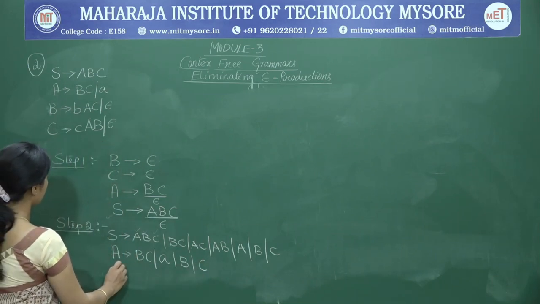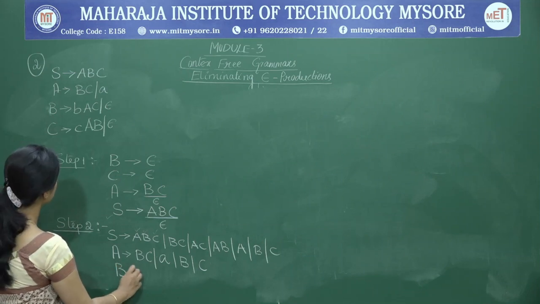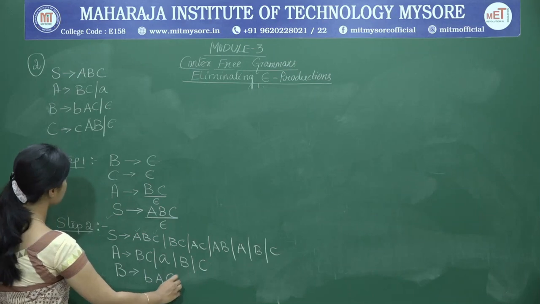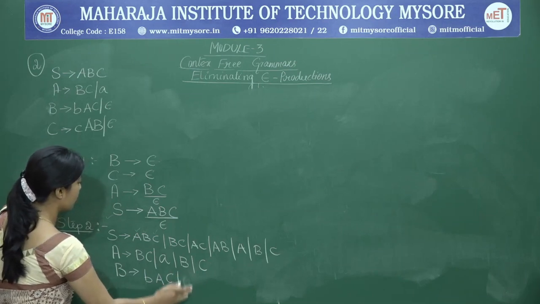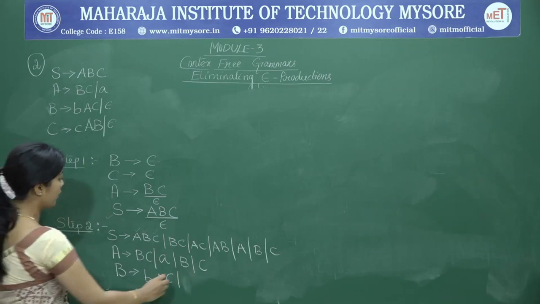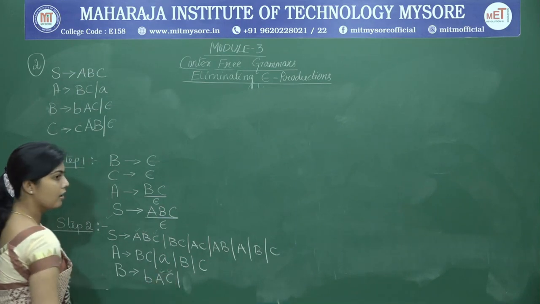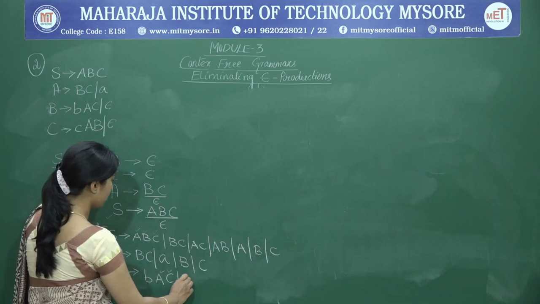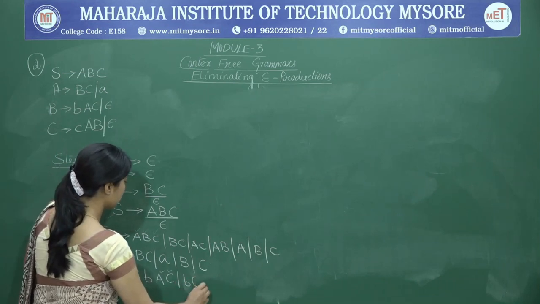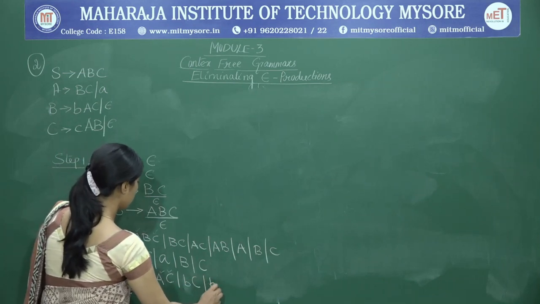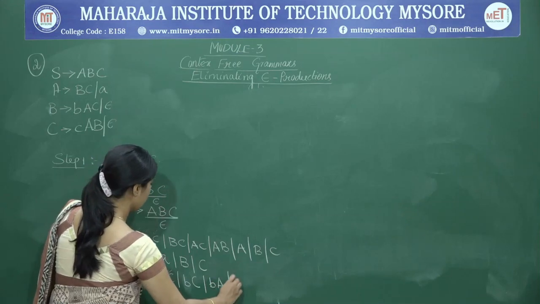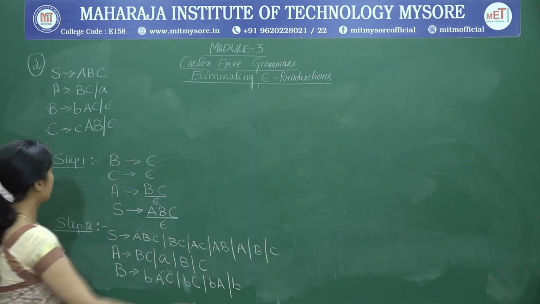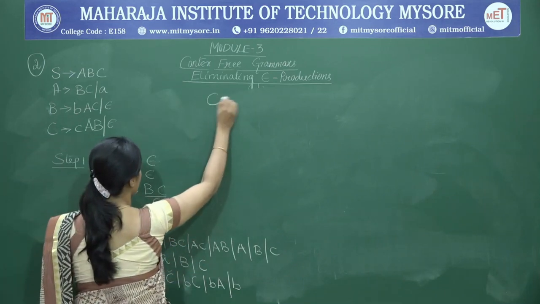Next, we have B goes to B, A, C and epsilon. So we don't write the epsilon production, and we identify that A and C are nullable variables. So substitute epsilon for each one of them. So we get B, C, then we get B, A, and if both of them are epsilon, we just get B.